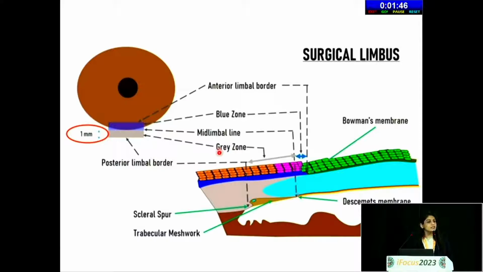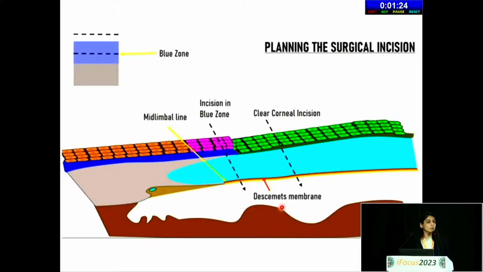And then the second zone is the gray zone, which extends from the mid-limbal line to the posterior limbal border. Now this posterior limbal border is where the scleral spur is, and hence the gray zone is the area which is just above the trabecular meshwork. Now why I am mentioning all these boundaries, and why they are very important for all of us to know, is because they help us to plan the incision.